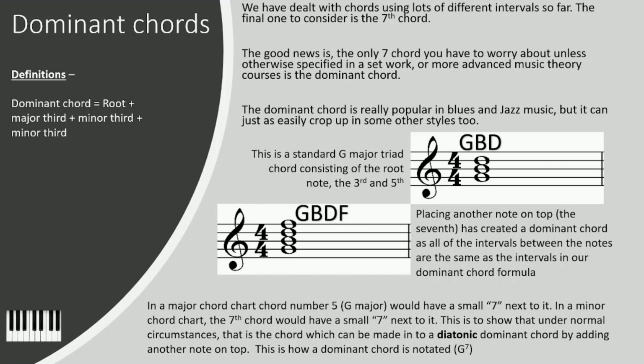And the way it's notated, as you can see down there at the bottom, is the capital letter with a little 7 next to it. That doesn't mean it's a major 7. That doesn't mean it's a minor 7. It just means it's a dominant. If it's just a capital letter with a little 7 next to it, it's dominant. Keep that in mind.